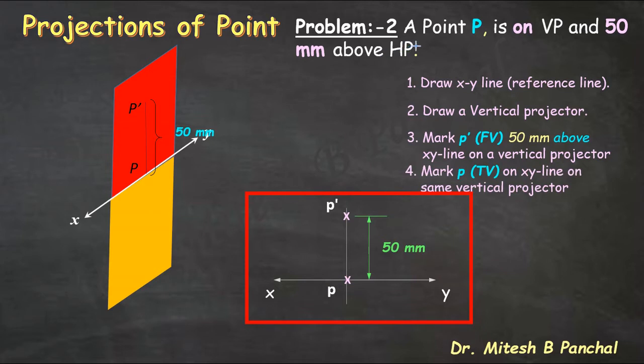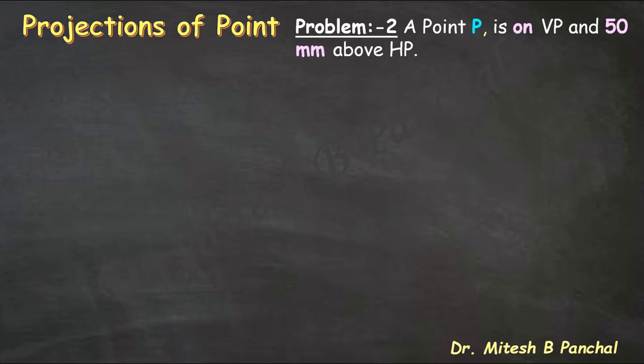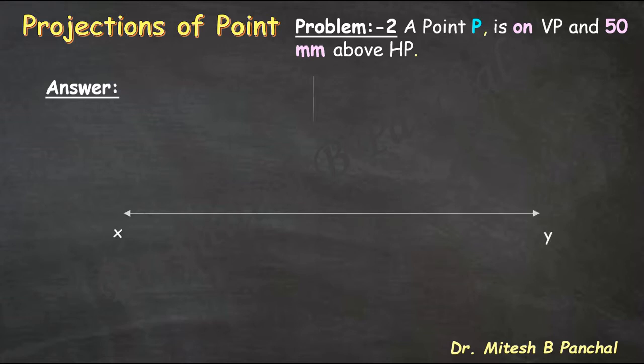For the given problem that a point P is on VP and 50 mm above HP, the final answer is this one. So the answer is draw XY line, draw vertical projector. Here point P is 50 mm above HP, that means front view P dash is 50 mm above XY line, and P is on VP, that means top view of point P, that is p on XY line, right? So this one is the answer.